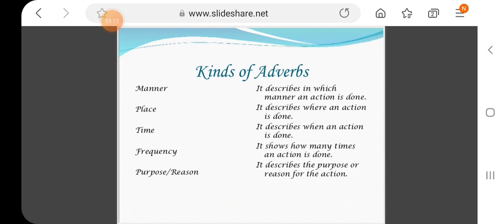There are certain kinds of adverbs, as I have discussed in the previous slides. There are adverbs of manner, which tell you how some action is done, how well or how badly. Then there are adverbs of place, कुछ ऐसे adverbs होते हैं which tell you where some action is performed. Then there are adverbs of time, which tell you when some action has been done. Frequency tells you how many times, how frequently some action is performed. Purpose and reason: adverbs of purpose and reason tell you the reason of some action, why some action has been done.